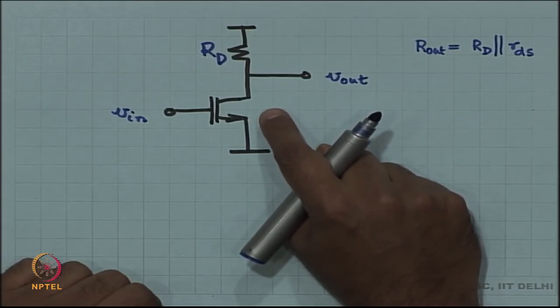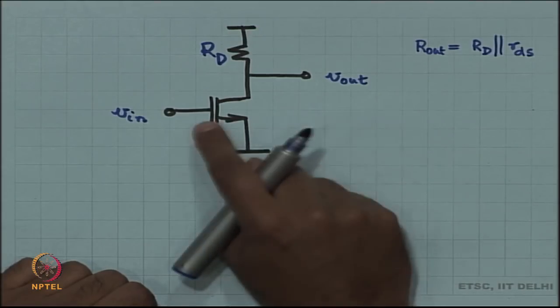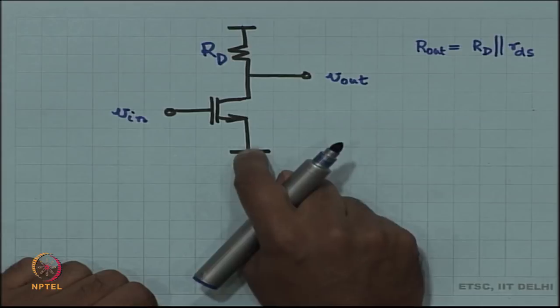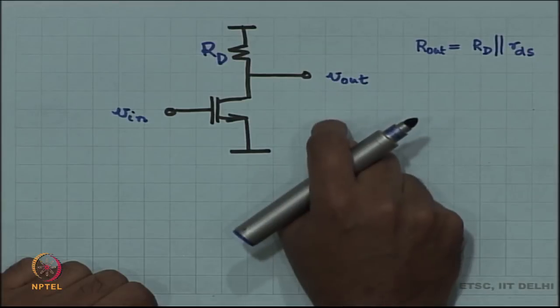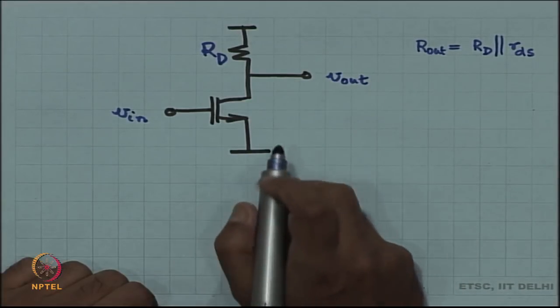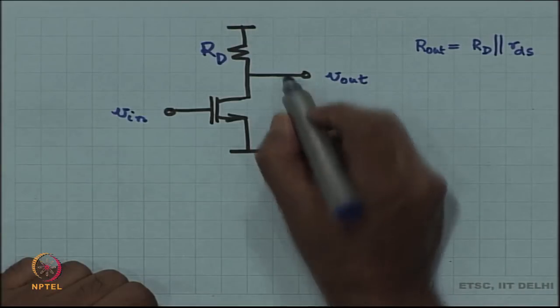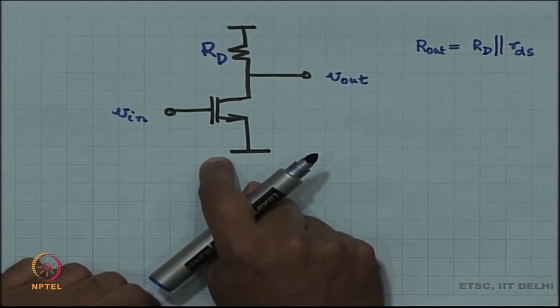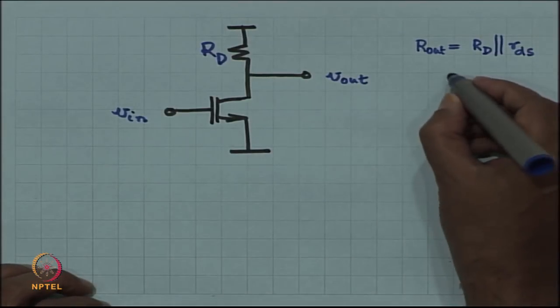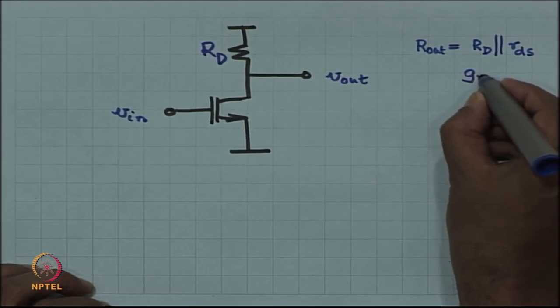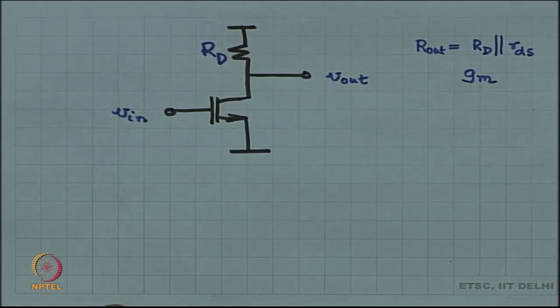GMB anyway does not matter, because body is at ground, source is at ground. So, all that I have is GM, GM times V in is the current, right, and that current is forced to flow through the short circuit. So, the short circuit current coming inside is GM times V in, and if you now think of the transconductance, that is just equal to GM, because the transconductance is the current divided by V in. So, V in cancels out, you have only GM.